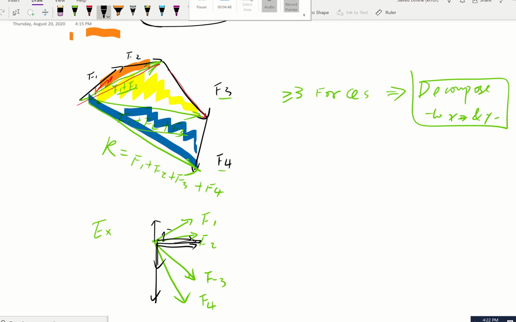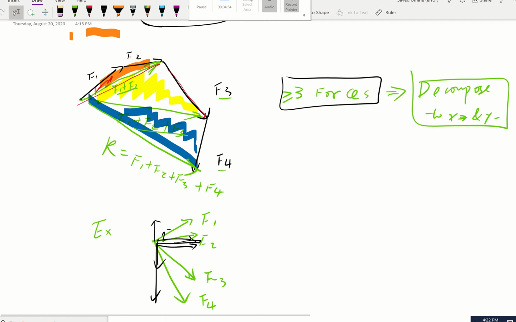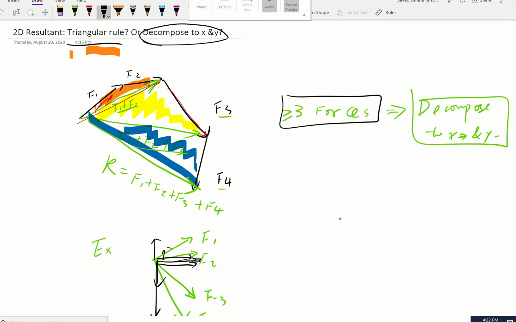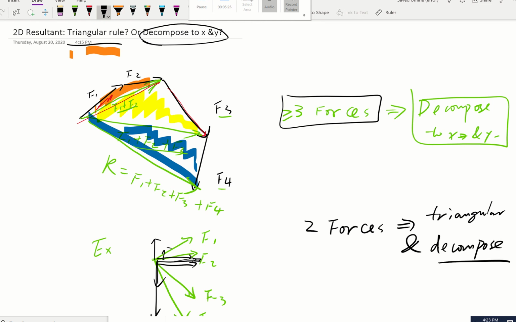So that gives a reason for when we're going to use decompose. When you have three or more forces, for sure, the decompose method is a winner. When do you actually use the triangular rule? If you only have two forces and you want to find the resultant of those two forces, then we can use the triangular rule. Also, we can use the decompose method. So knowing this, you know decompose can be used for every single situation. That is why the decompose method is often used.